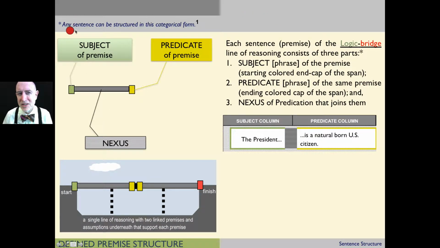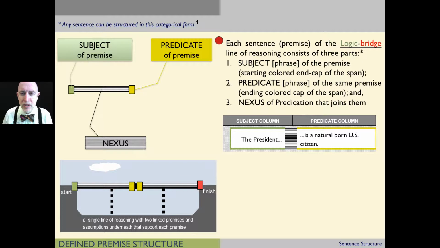And by the way, any sentence can be structured in categorical form. You can look in the endnotes at the end of this segment. You'll see the work of Summers and Engelbrecht and some seminal work in the new syllogism. So let's start out. We're dealing with the first step of the 5 steps.